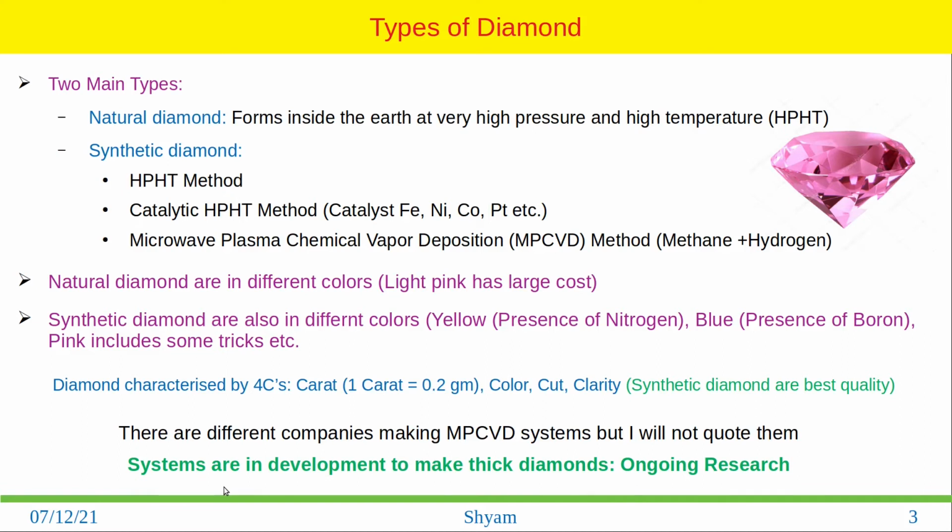So systems are in development. What is ongoing is that systems are continuously in development to make thicker diamonds. This is ongoing research. People are trying different methods to make thicker diamonds, which will also increase their weight in carats.